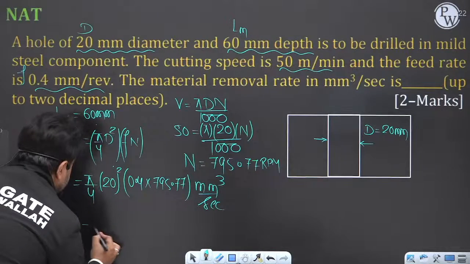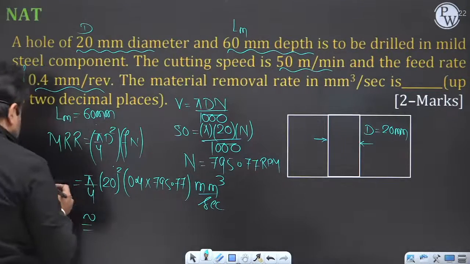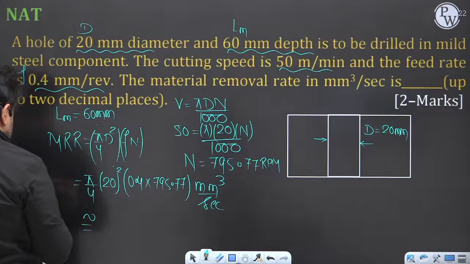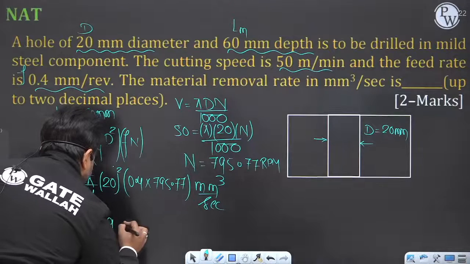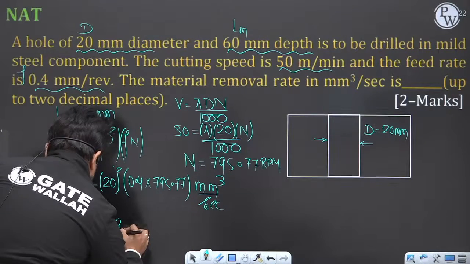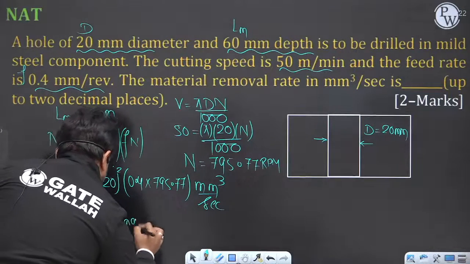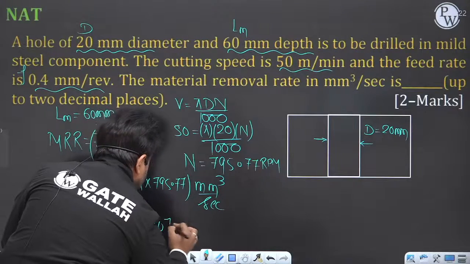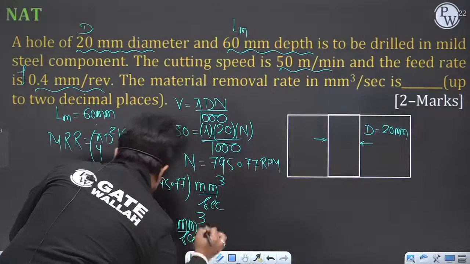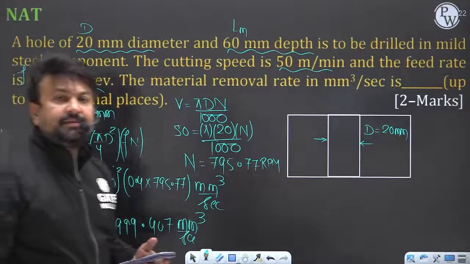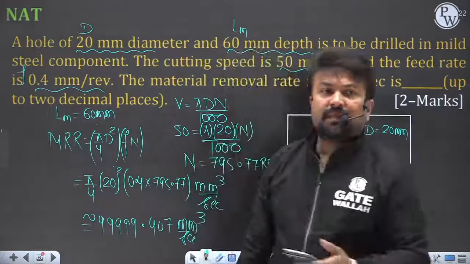So approximately nearby, it is what? 1, 2, 3, 4, 5. It is basically 999.407 mm cube per second. Right? Okay.